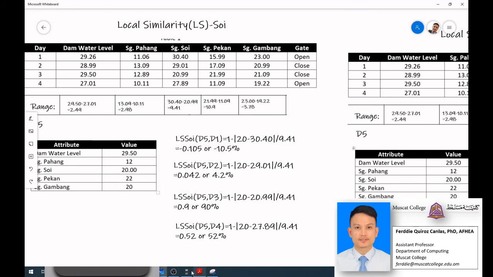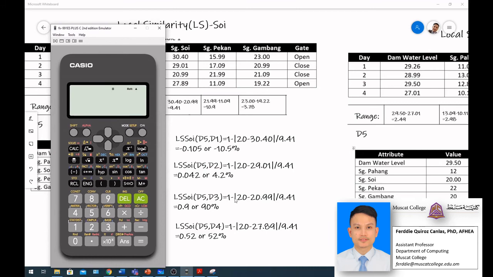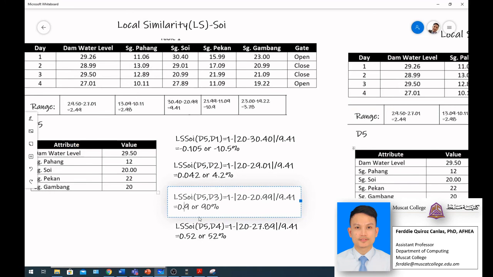Next, let's check about soy. Clear this one out. Let's see the output. 1 minus close parenthesis shift absolute value of 20 minus 20.99 out divided by 9.41 close parenthesis. We will get 0.895, or equivalent to 89.5%.